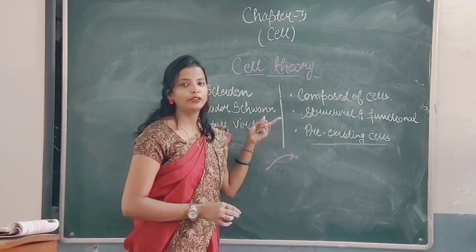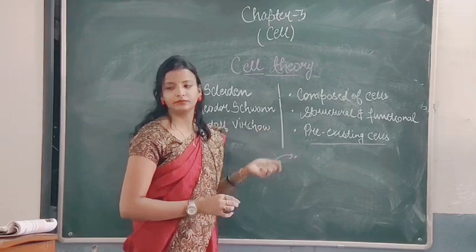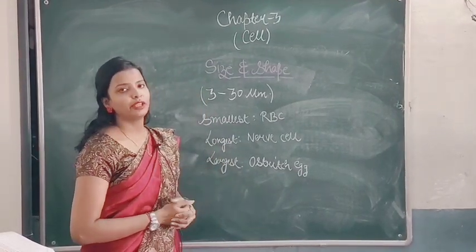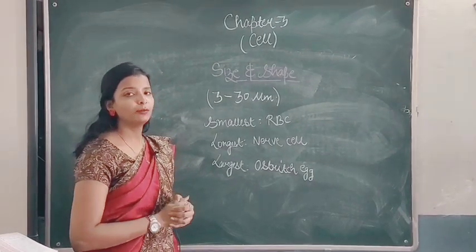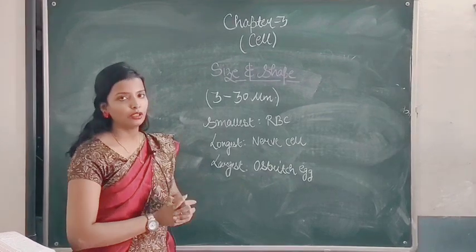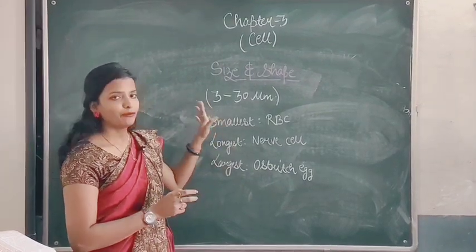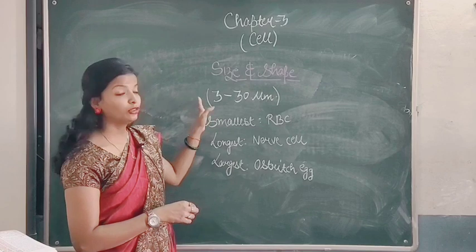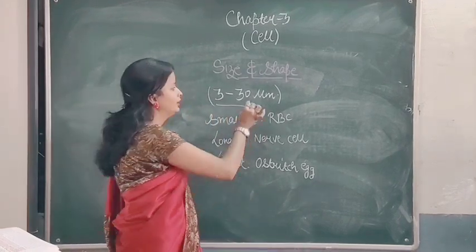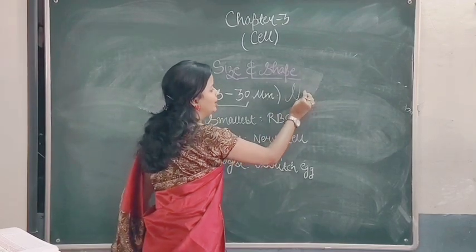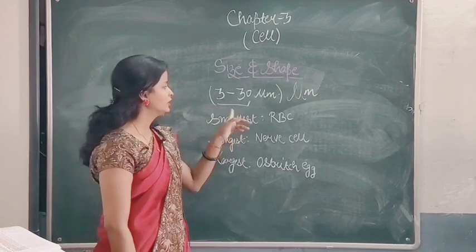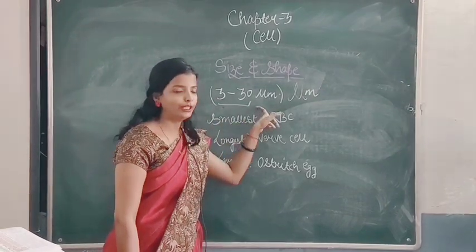Now we will talk about the size and shape of the cells. The size and the shape of the cells vary from organism to organism. When you talk about the average size, generally the size of the cell is up to 3 to 30 micrometer. So it is very small in size. So what is the average range? It is from 3 to 30 micrometer.